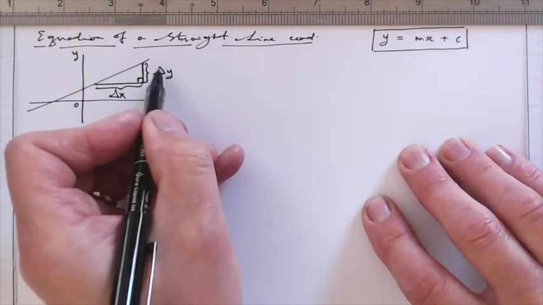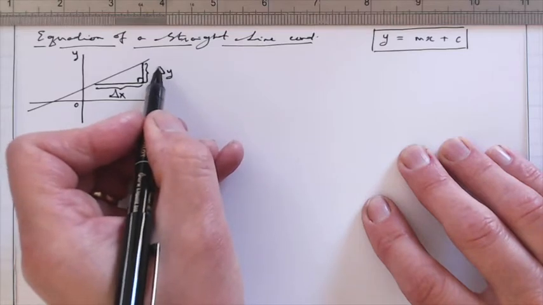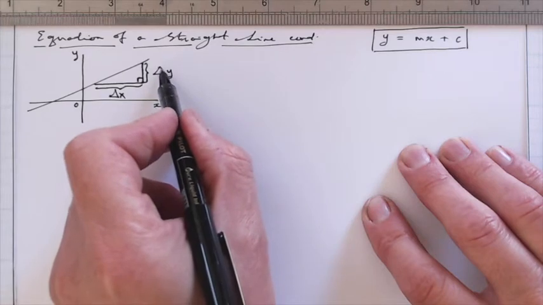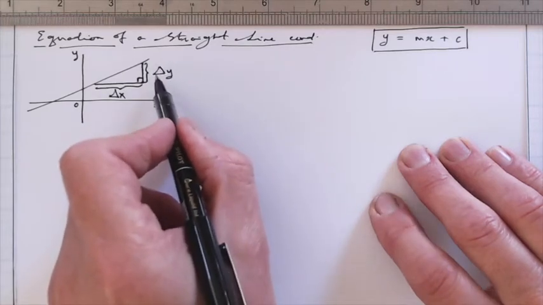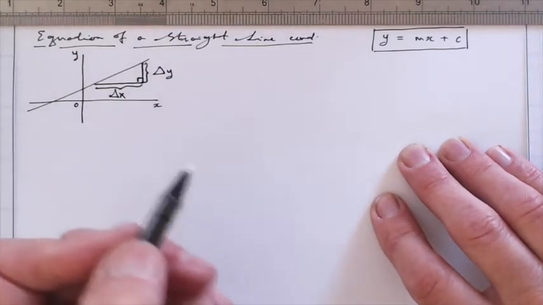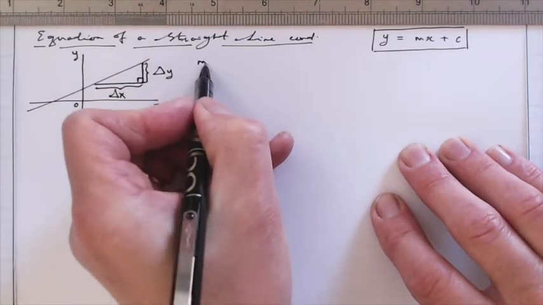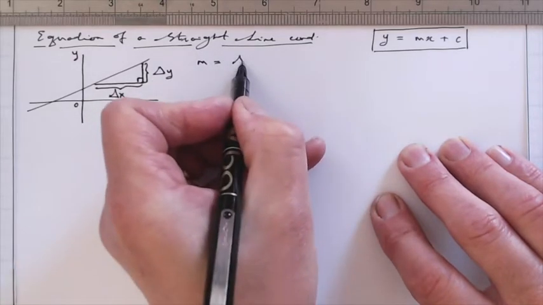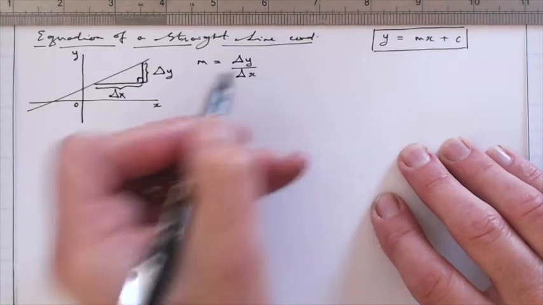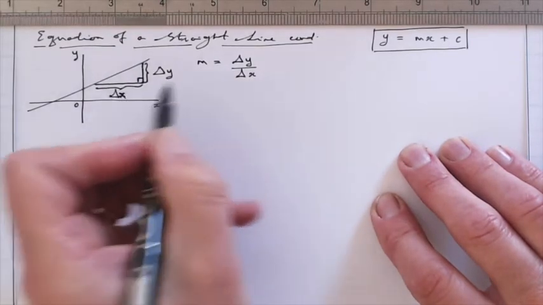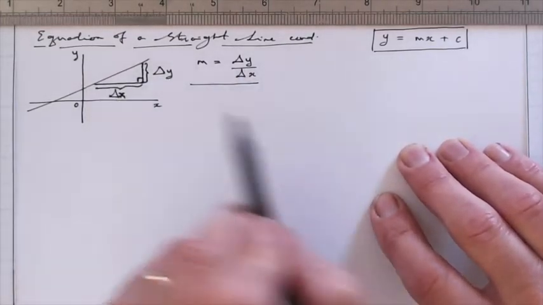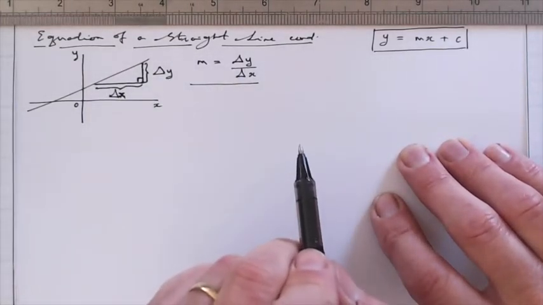In maths, this symbol, I know it looks like a triangle, is actually the capital Greek letter delta. It's used to mean the difference in, and it saves us having to write the difference in. So the slope is the difference in y divided by the difference in x. So that's how we define the slope, okay?